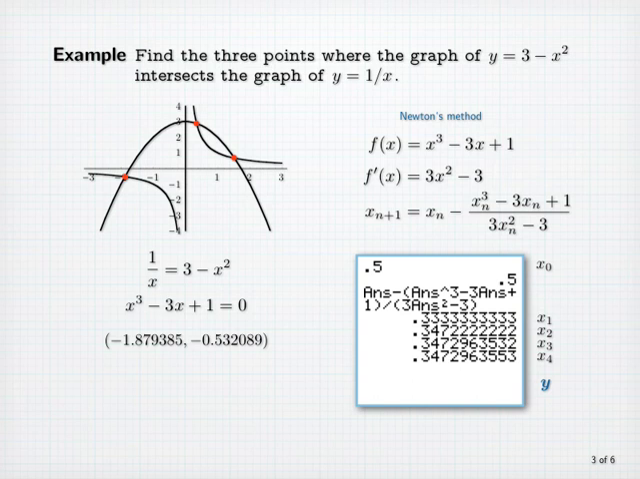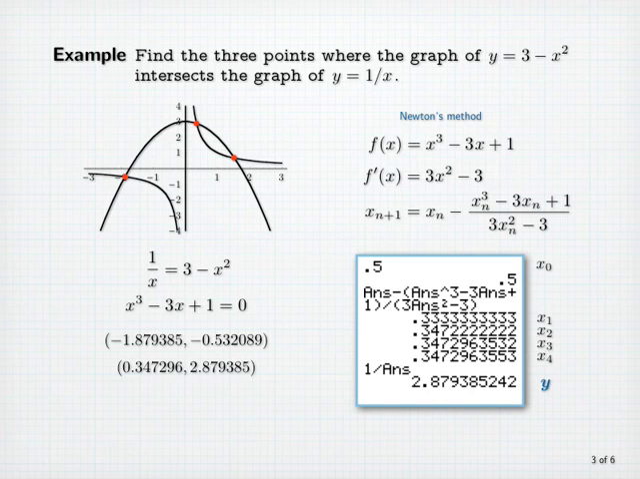Again, notice that x3 and x4 agree to nearly all digits, all but the last two, and so x4 is likely accurate to all of those digits shown. Now we calculate the y-coordinate, 1 over x4, and so to 6 decimal places, here is that point of intersection. Now let's calculate the third point.